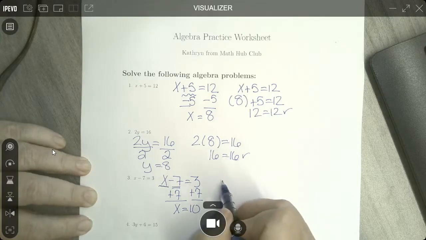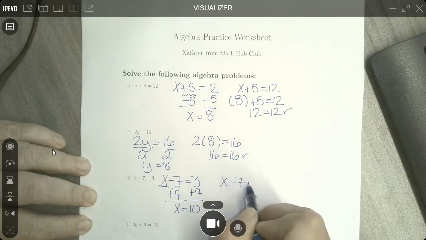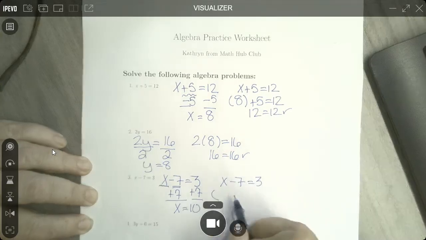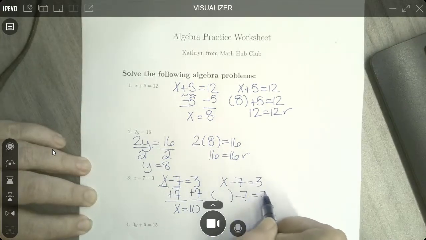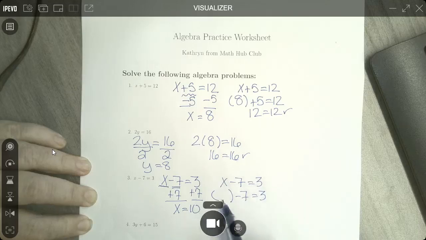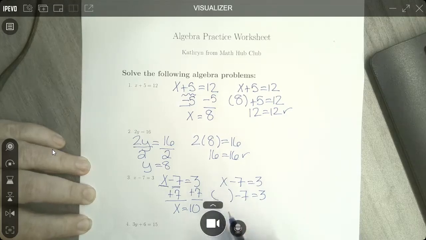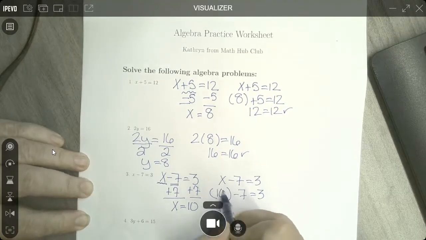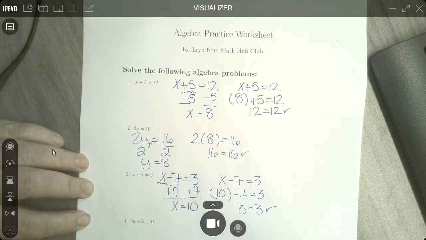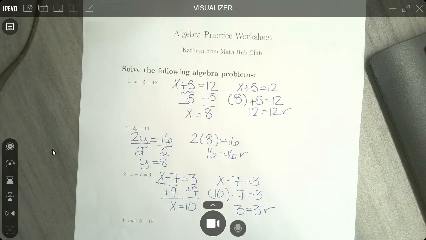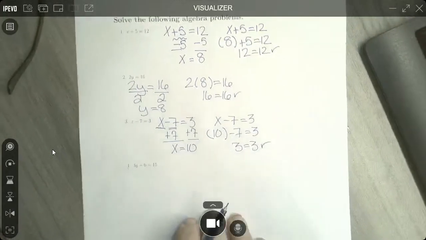Now I'm going to rewrite my original equation. x minus 7 equals 3. I'm going to put a parentheses wherever my variable is. And then I'm going to put what my answer is into that variable. I'm going to put 10 here. 10 minus 7 is 3. And look at that. We did it. Okay. I'm going to move this up just a little bit.